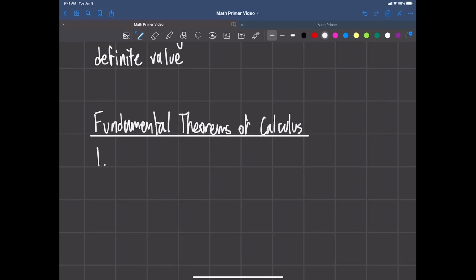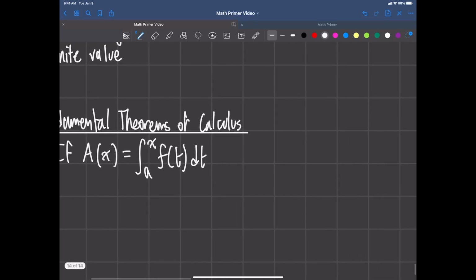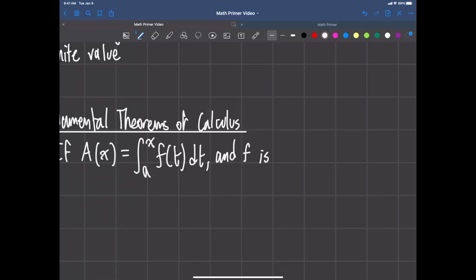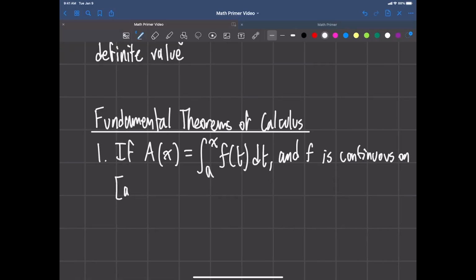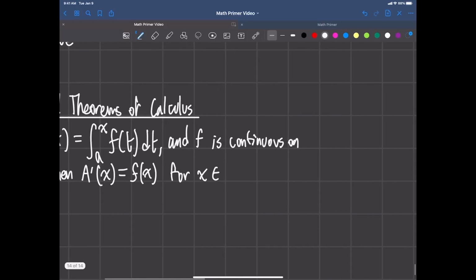The first fundamental theorem of calculus is: if A of x equals the integral from a to x of f of t, and f is continuous on [a, b], then A prime of x, or the derivative of A of x, equals f of x, for x being an element in the interval a and b.